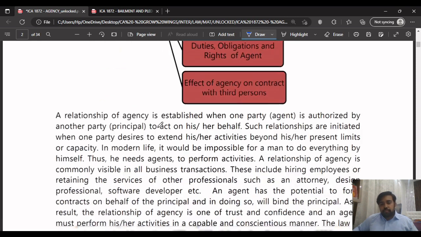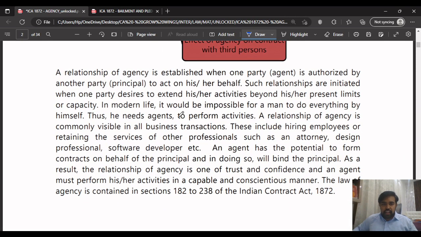Now coming to this first paragraph, it's giving you the basic introduction. The relationship of agency is when one party is authorized by another party, that is the agent, to act on his behalf.